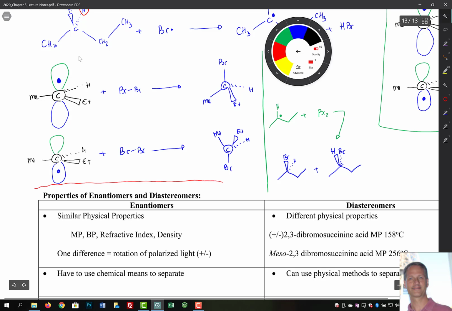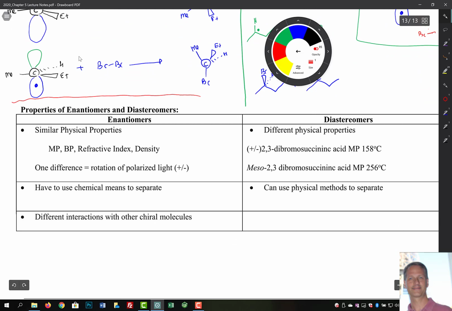Now the last thing to mention here is that there are some physical properties that are kind of different between enantiomers and diastereomers. So real quickly, enantiomers have the same physical properties: melting point, boiling point, refractive index, density. One difference is that they rotate plane polarized light in different directions. Diastereomers have different physical properties. So plus-minus 2,3-dibromosuccinic acid has a melting point of 158. The meso form of that is 256. That's a big difference. The enantiomers we have to use chemical means to separate, and diastereomers, because their physical properties are different, it turns out we can use physical methods to separate.